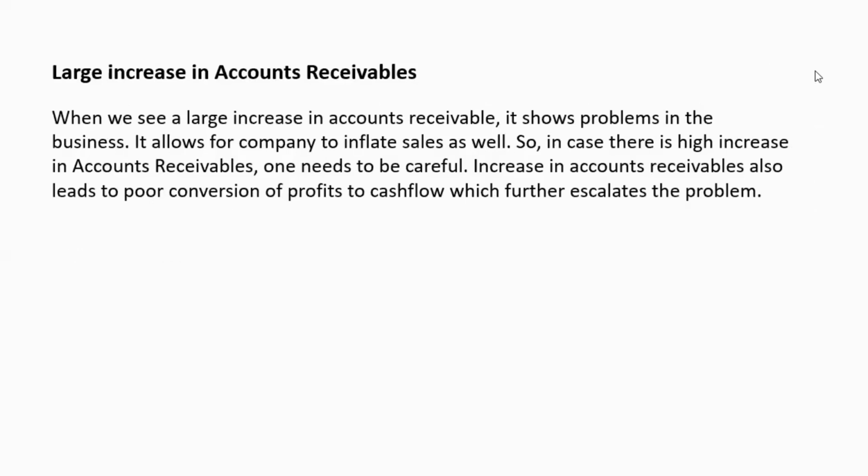Next is a large increase in accounts receivables. So when you see a very abnormal spike or a sudden increase in accounts receivables, then it could be possible that they have used it to inflate sales, or it could be something else. But when you see any abnormal spike, you should know the reason behind it. We also do the same for ratio analysis. We use it to see abnormal spikes or trends. It's the same case here as well.